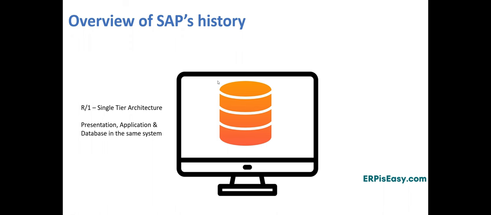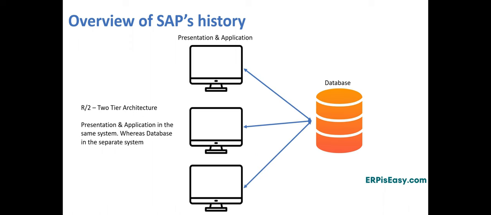R1 means all three layers, such as the presentation, application, and database, are stored in the same server. It is based on a single-tier architecture. In the R2 architecture, presentation and application layers will be present in one server, whereas the database layer will be in a separate database server. It is based on a two-tier architecture model.